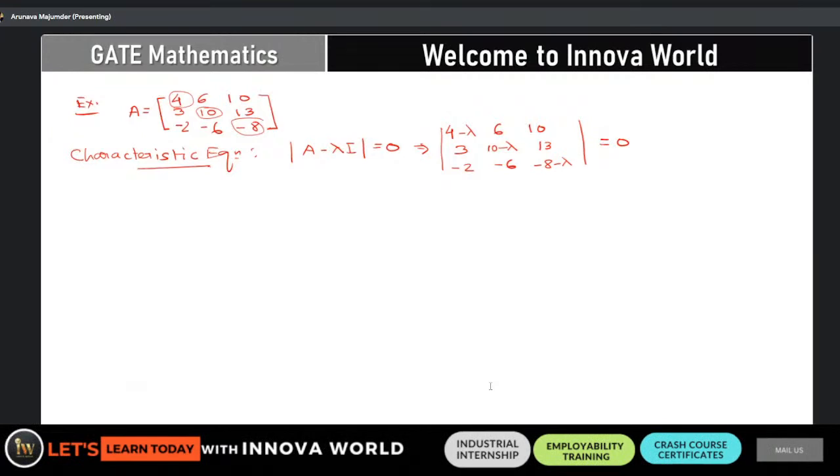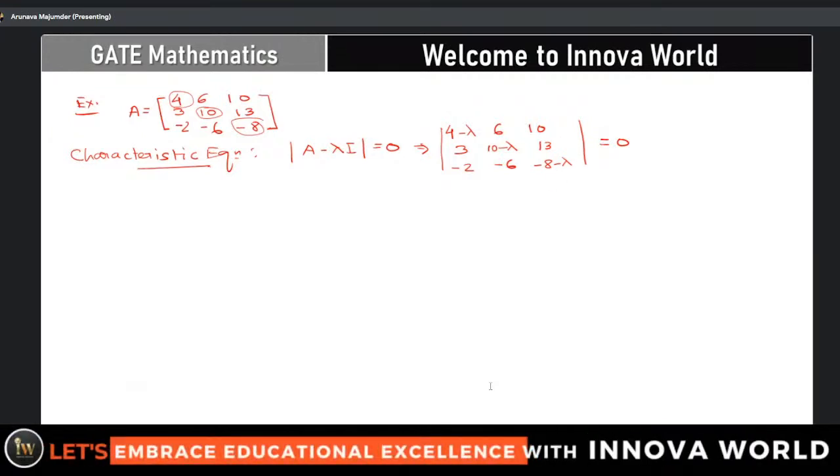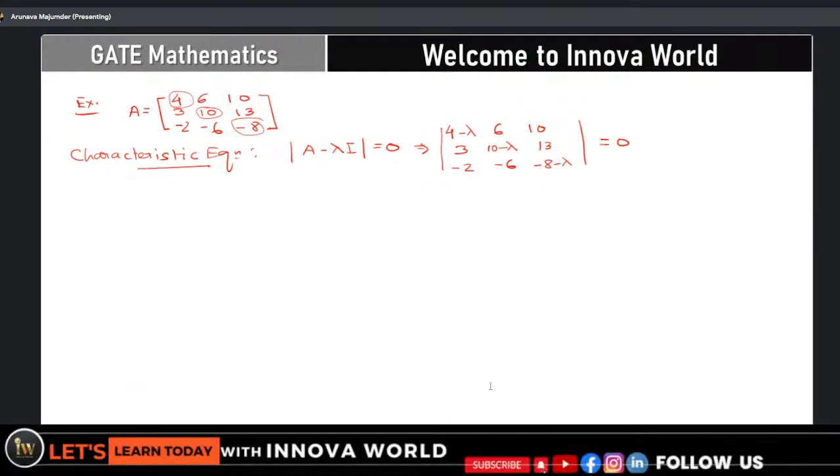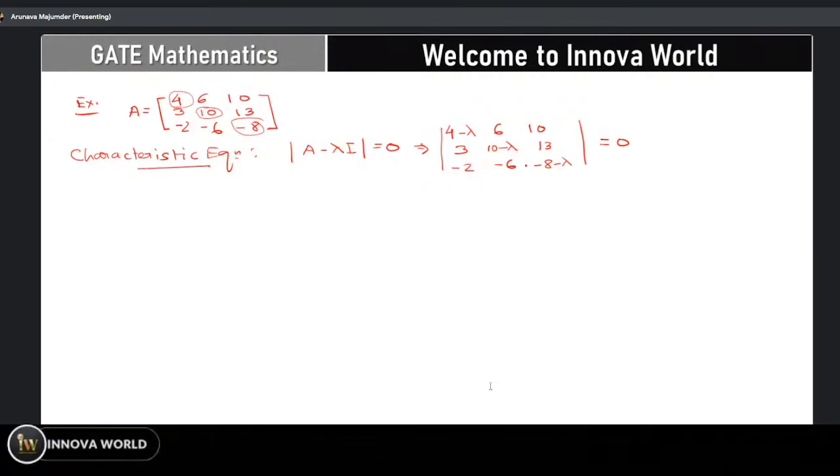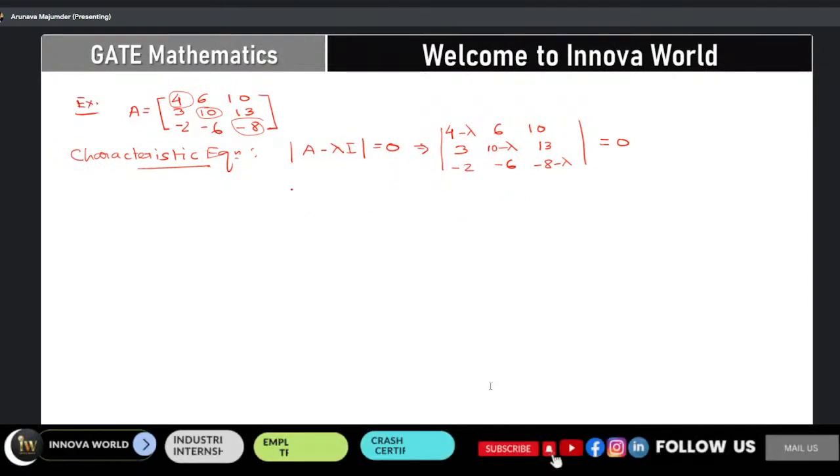Now we have to break this determinant according to the determinant formula, then solve it, and then we can have the values of lambda. So how to do this? Let us break the determinant first.